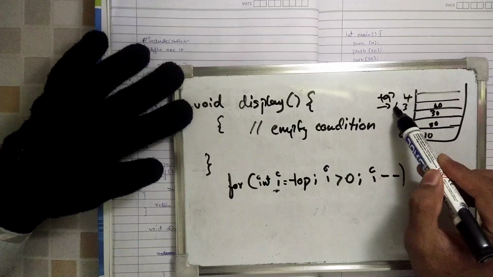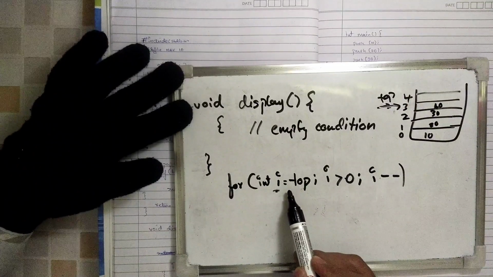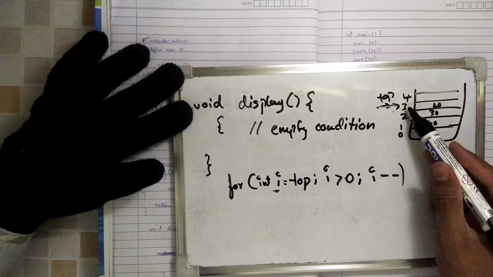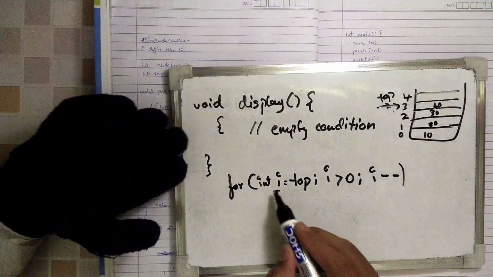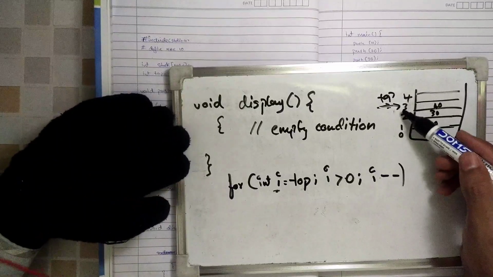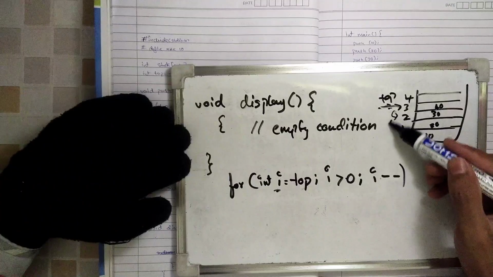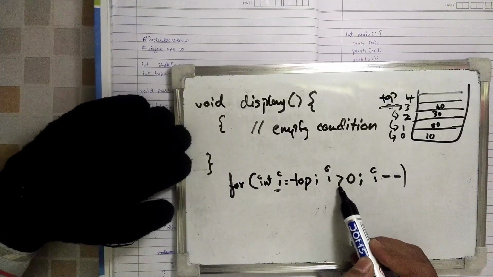So my top is initially here in this location, the 3rd location. That's why I will declare i equals top, this place. Now while i is greater than 0, one by one I will decrement, i minus minus. So first my top will be here, it will check it is greater than 0, right? Now i minus minus, it will come here, again it is greater than 0, it will check, i minus minus, and here it still does it.